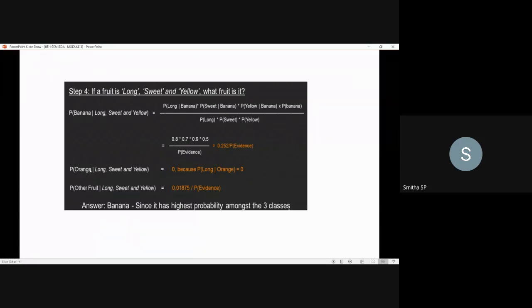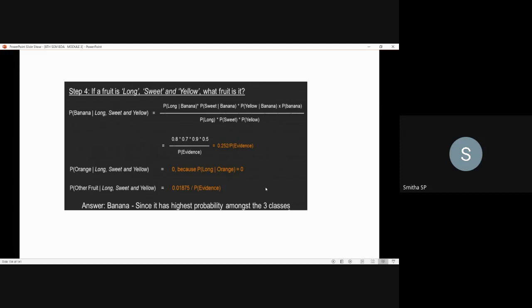Similarly, for the other fruit, orange, they have computed the probability and obtained the value as 0. And for the other fruits apart from banana and orange, if they calculate the probability, you will get a value of 0.01875. So these are the probabilities you have obtained.